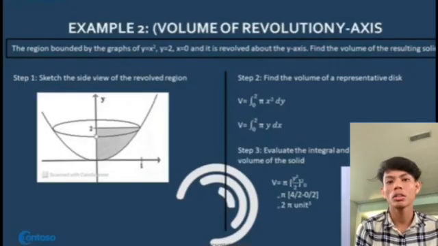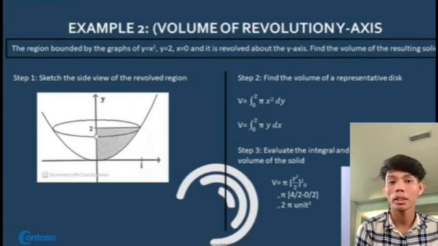Thank you. Hello, I am Muhammad Anatfi bin Hamzam. I want to present example 2, volume of revolution about the y-axis. The region bounded by the graph y equals x squared, y equals 2, x equals 0, is revolved about the y-axis. Find the volume of the resulting solid.